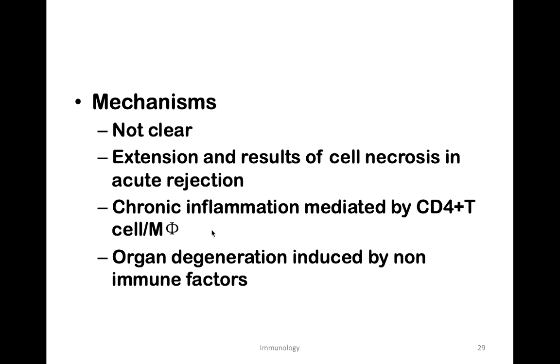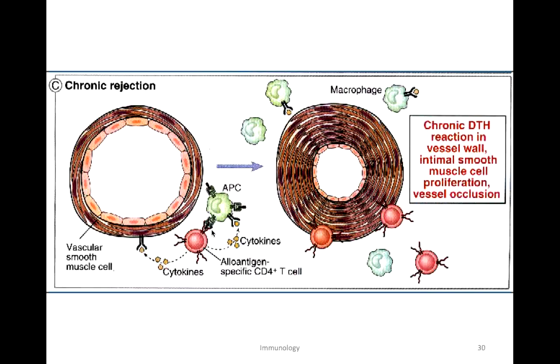There can be chronic inflammation, inflammation that is prolonged, which is mediated by helper cells as well as macrophages, and organ degeneration can also be induced by certain non-immune factors. So in chronic rejection, the time taken is quite long. However, if there is the onset of chronic rejection, then we have no other remedy but to go again for the organ transplant. We cannot manage it like we are managing the acute rejection.